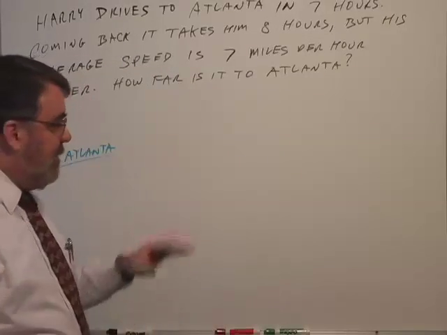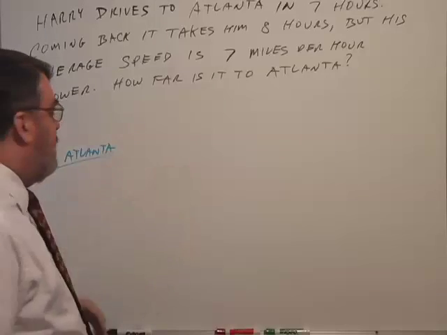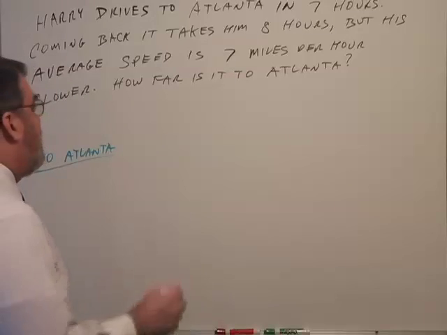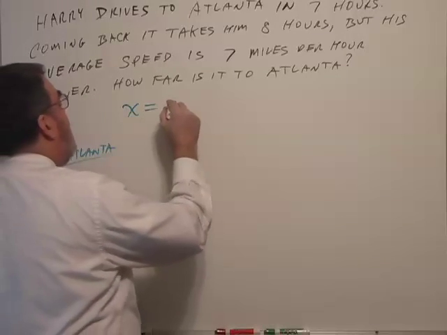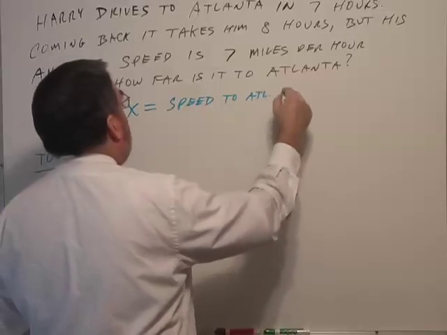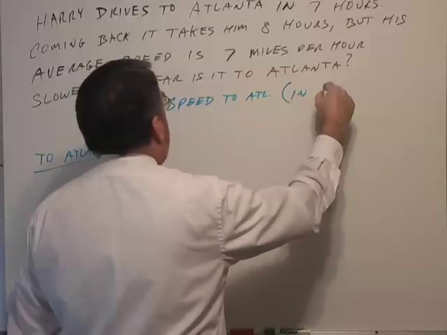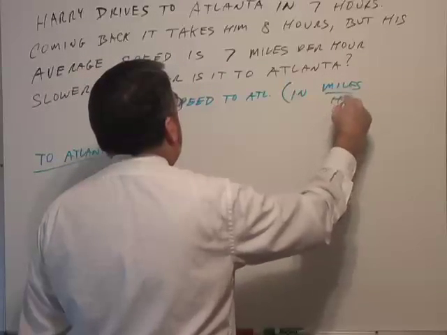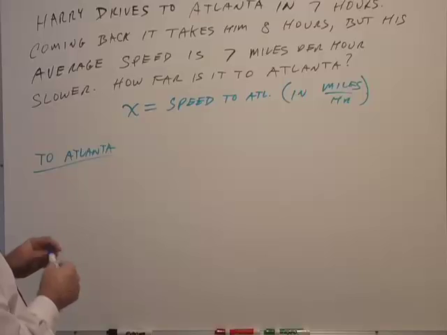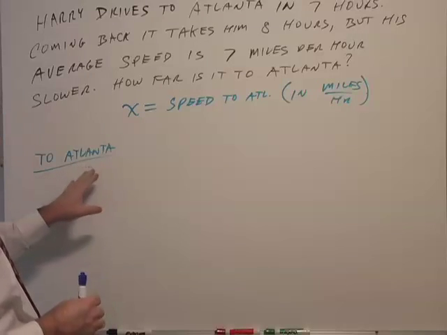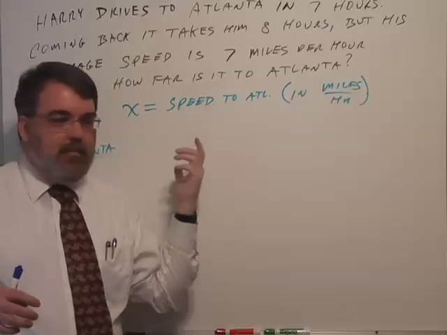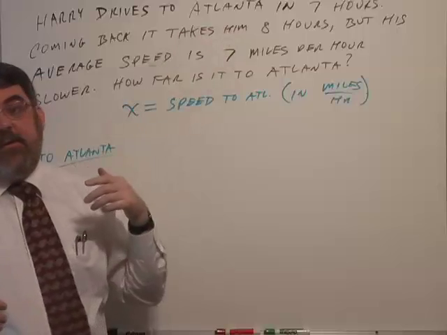So already I'm stuck. I'm going to need to define a variable for the speed he's driving to Atlanta. And why don't we call that x? So I'm going to let x equal the speed to Atlanta, and this is in miles per hour. That's sort of understood, I think, but I'll put the units in here just in case, just to be safe. All right, so we know he's going to Atlanta at this speed. And how long does it take? Well, it takes him 7 hours.